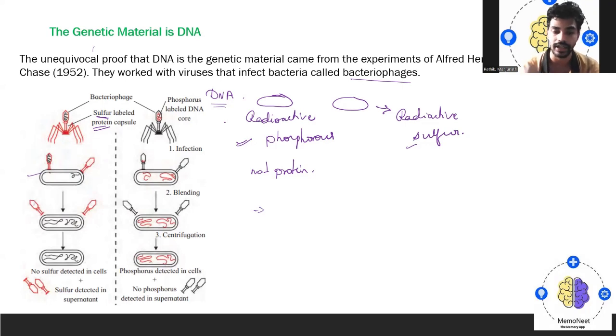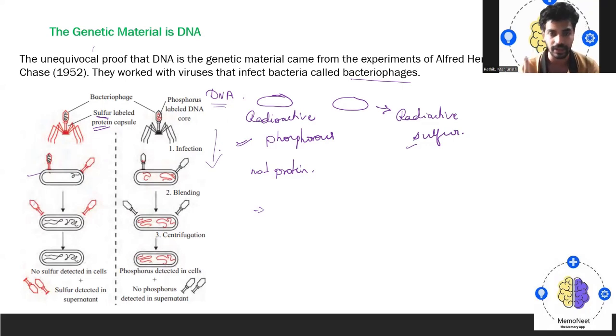So the bacteria that had radioactive DNA were radioactive, indicating that the DNA was the material passed from the virus to the bacteria. That means here the DNA is a genetic material which was passed from the virus to the bacteria. Whereas the bacteria that were infected by the virus which had radioactive protein were not radioactive.